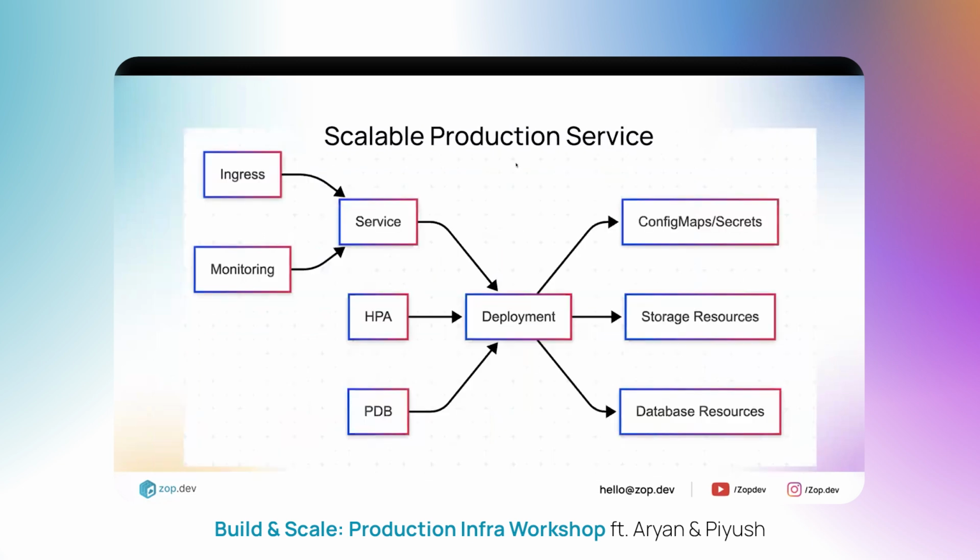Then coming to a scalable production service. So what should be there in a scalable production service? First, it should have a controller like deployment. It manages how pods are deployed, the minimum replicas that should be maintained, and how updates go through for the particular service.